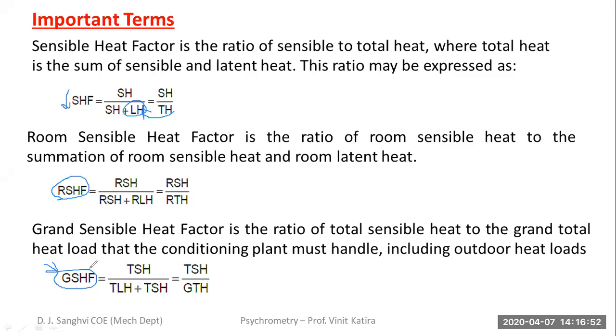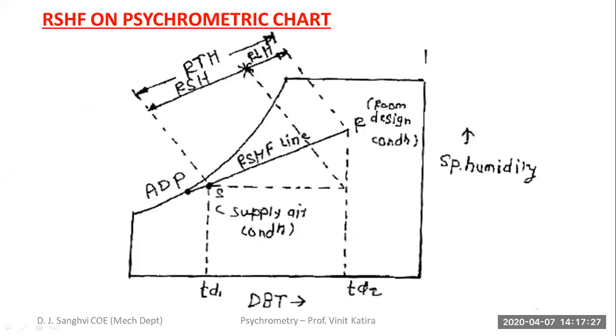Okay, because of the obvious fact that your GSHF, or your grand sensible heat factor, includes the outside loads as well, so it has to cater to a greater amount of latent heat and sensible heat. So this line will be more steeper. For instance, if this is your RSHF line, then your GSHF line may be of a greater slope. Yes, sir. Okay. So with this, we can proceed to how to actually plot these lines.